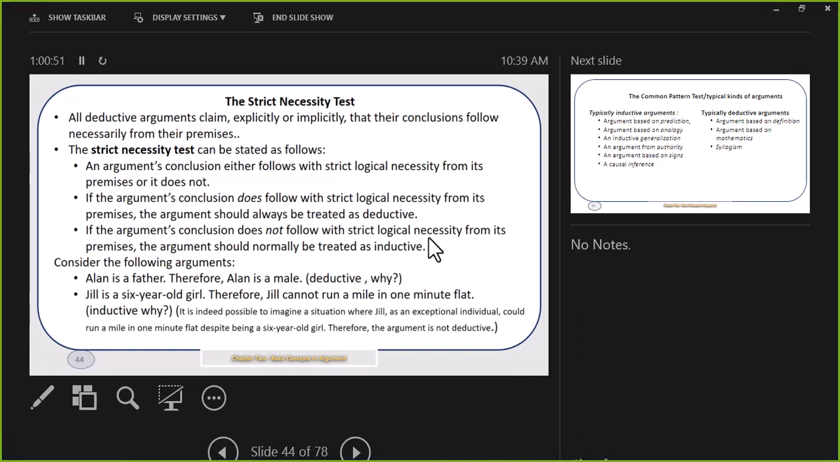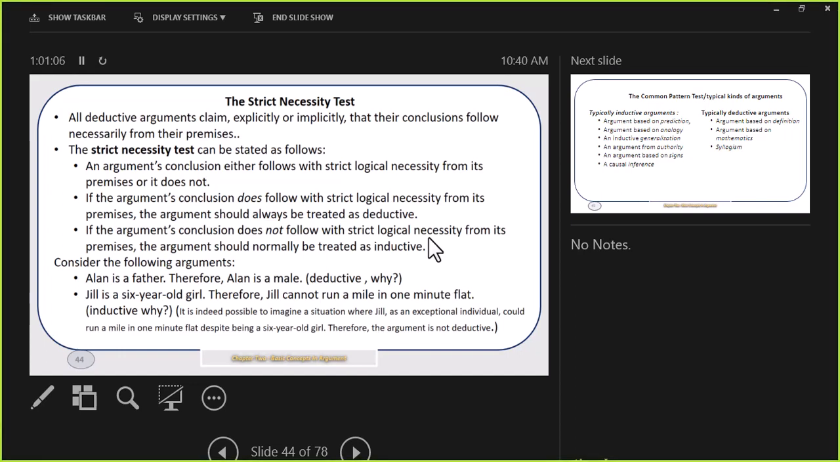An argument's conclusion either follows with strict logical necessity from its premise or it does not. If the conclusion does follow with strict logical necessity from its premise, the argument should be treated as deductive. If it does not, it is treated as an inductive argument.